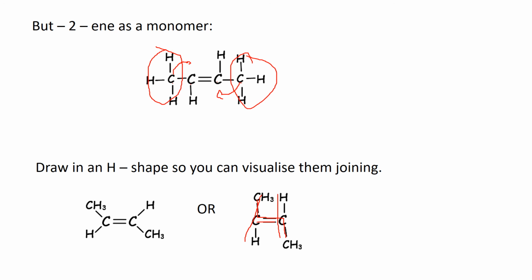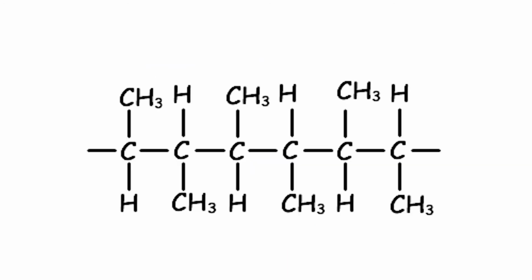Drawn this way, it allows you to visualise the next monomer being able to join onto it. And here we go, this is going to be the final product then. We've got 3 butene monomers added together. So your first one starting here, 1, 2, 3, 4 carbons in a row, your double bond opened up. 1, 2, 3, 4, double bond opened up. 1, 2, 3, 4. Butene monomers joined together.